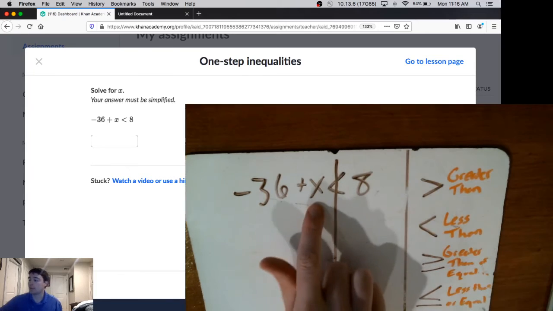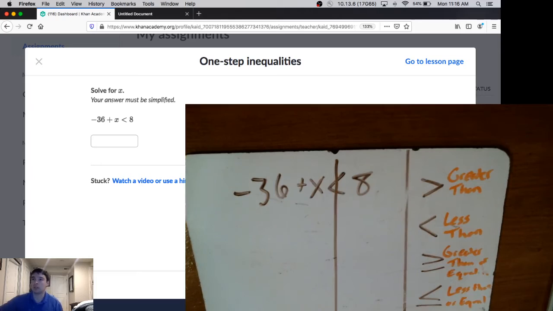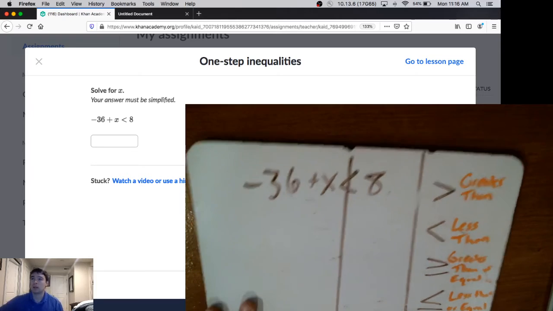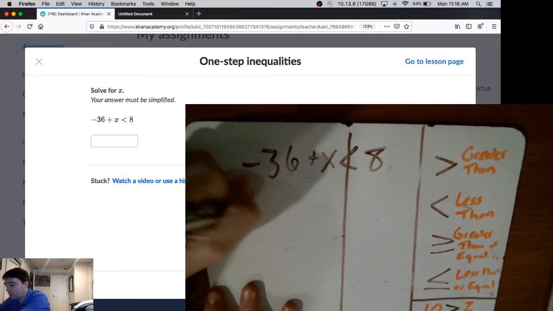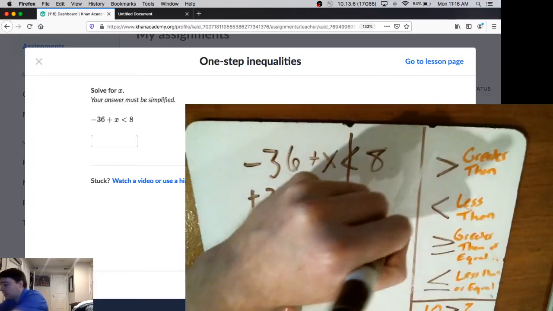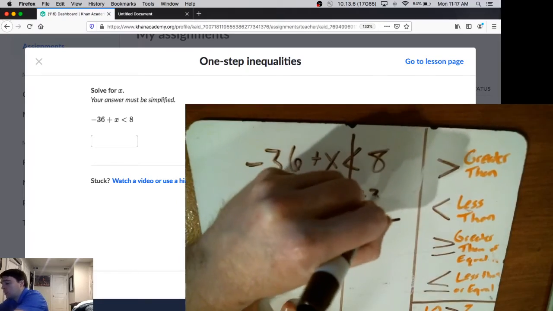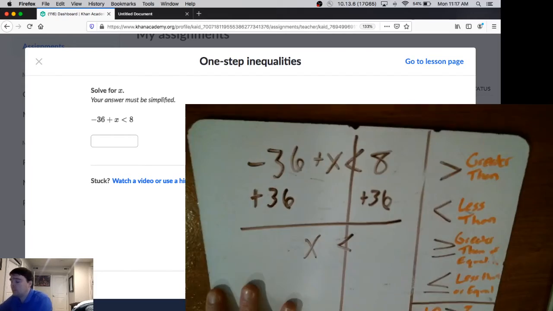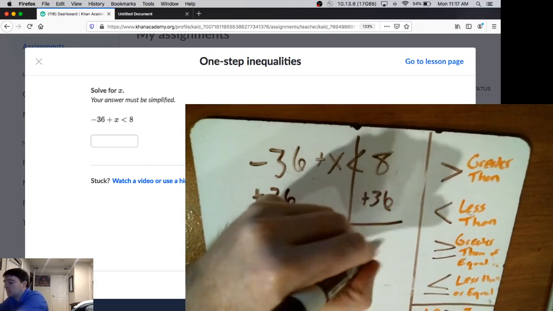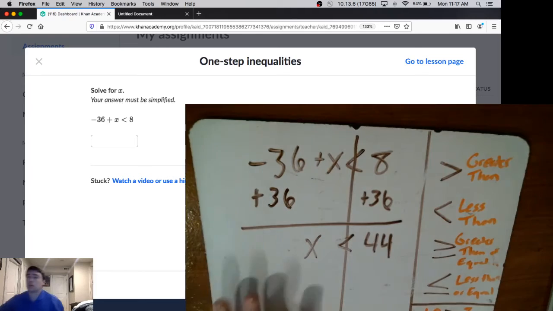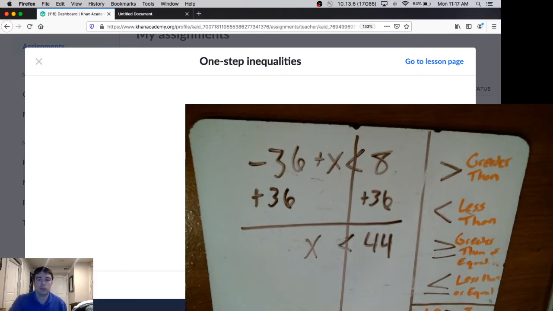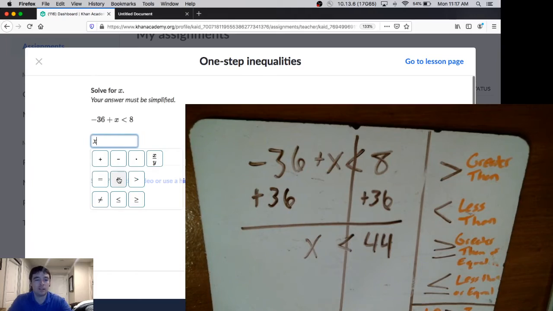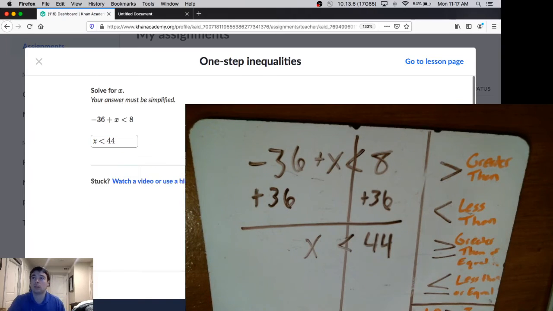So I want to get the x all by itself by getting rid of negative 36. How do I cancel out that negative 36? Hopefully you're recognizing I need to add 36 to both sides of this equation. And that tells me x needs to be less in value than 36 plus 8, which gives us 44. So here, x needs to be less in value than 44.